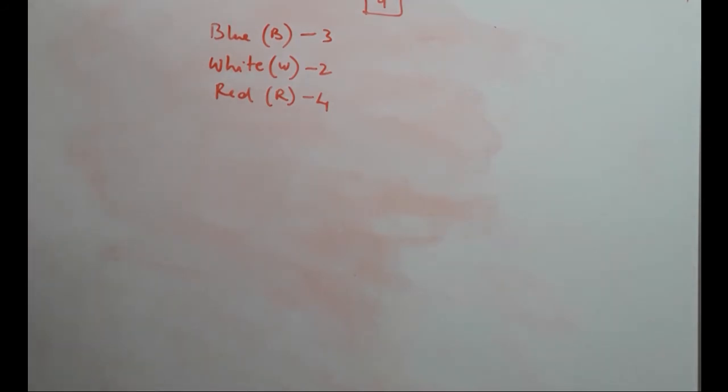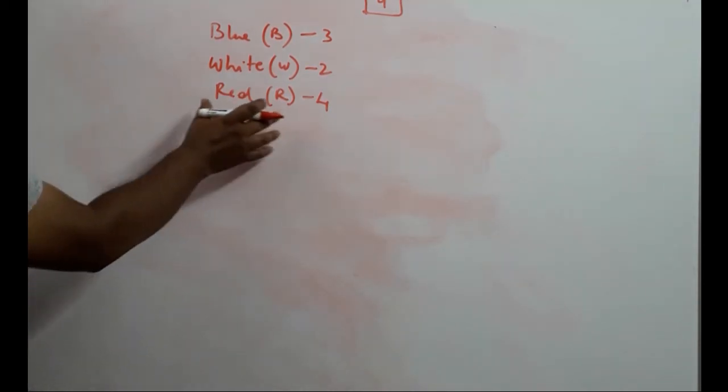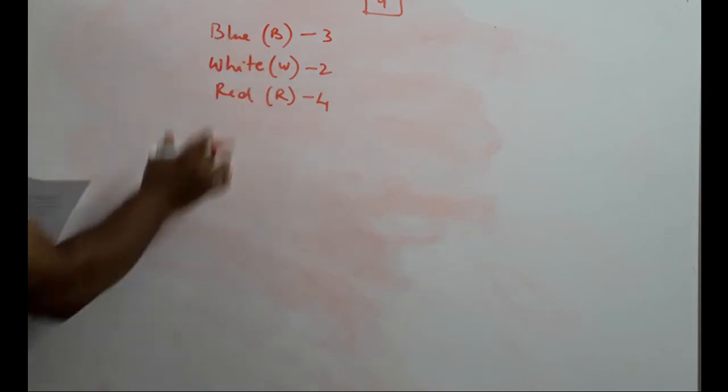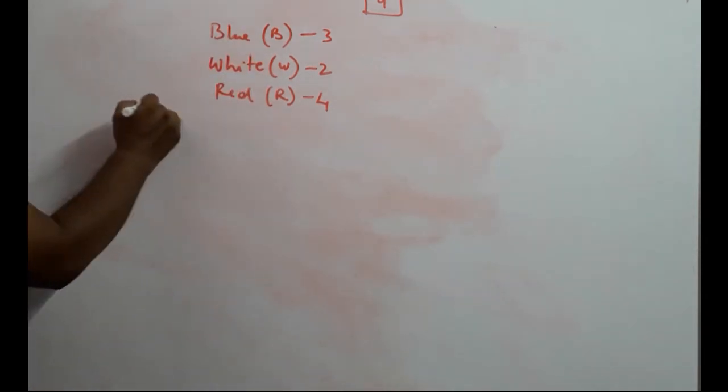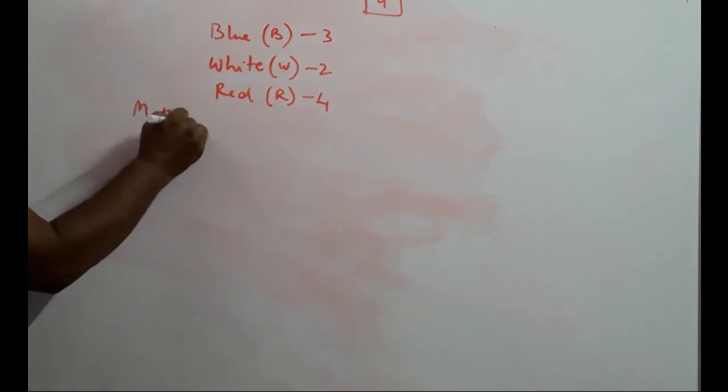If a marble is drawn at random from the box, what is the probability that it will not be a white marble? So we need to find out the probability of not getting a white marble, which means we need to find the probability, in other words, of getting the red marble and the blue marble. So let us see the 2 ways in which we can solve the problem.